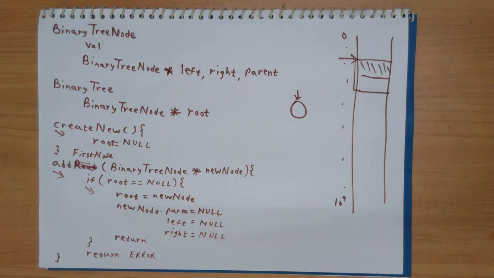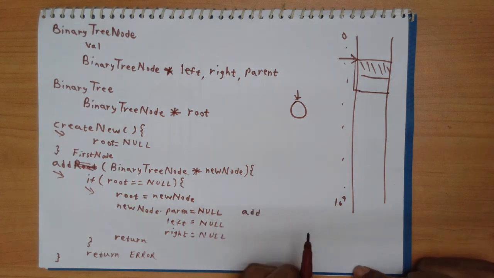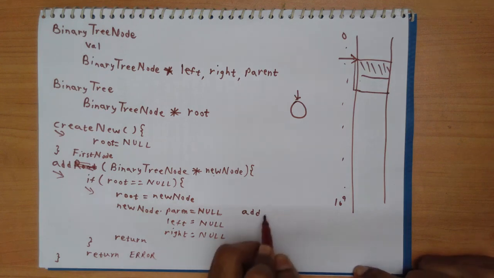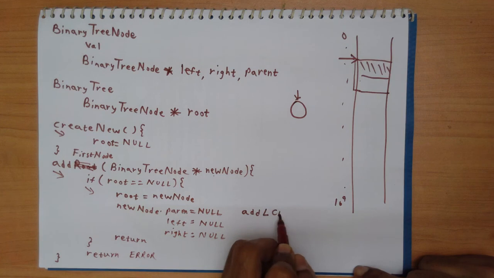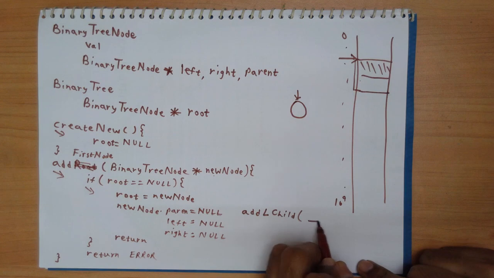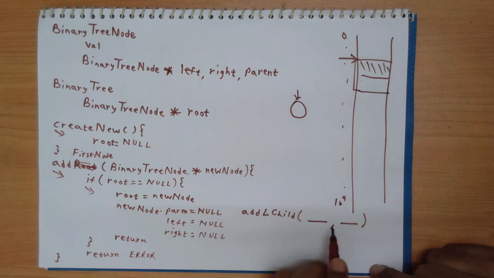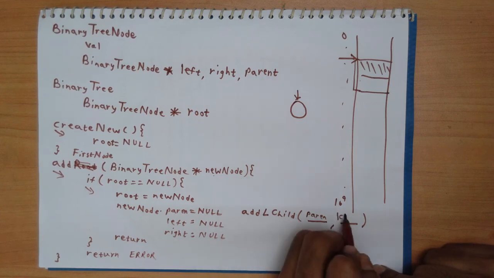Now the next thing is adding more nodes to the tree when the tree already has some nodes inside it. So what we should do is define a function called add left child. What it should receive is the address of the parent node and the address of the child node. Just for the sake of simplicity, I will simply write parent, and this is the left child, so let's call it L child.